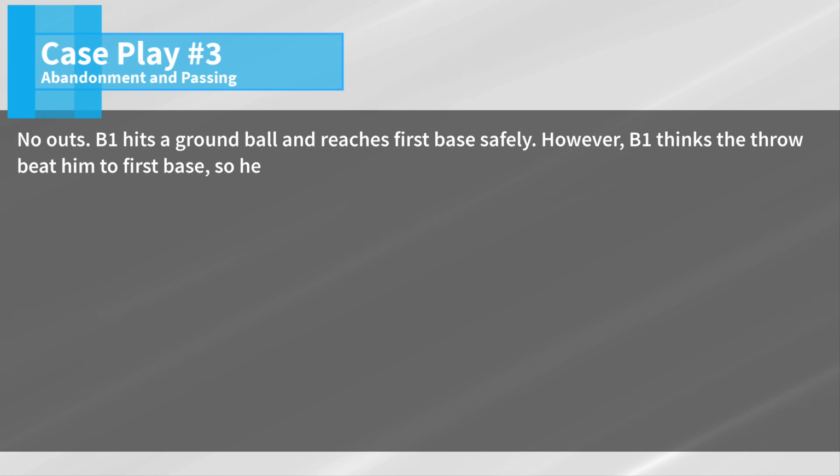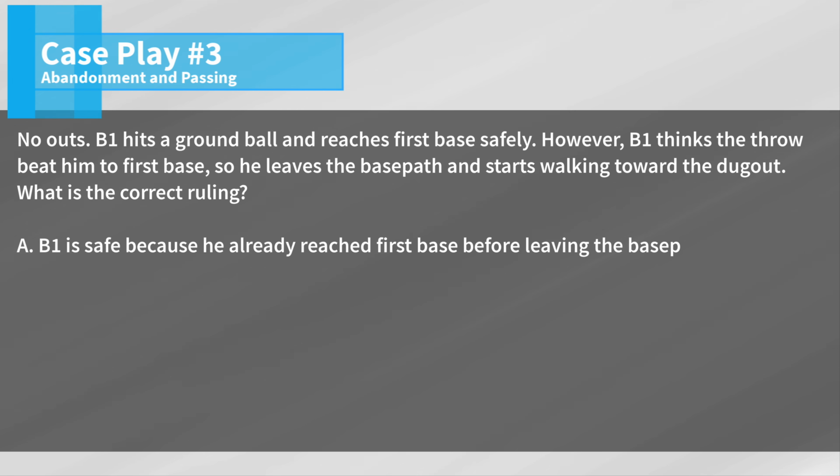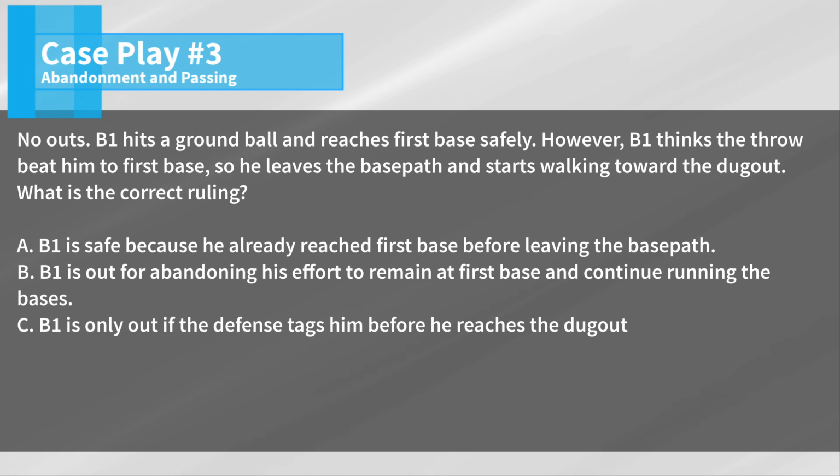Case play number 3, no outs. B1 hits a ground ball and reaches first base safely. However, B1 thinks the throw beat him to first base, so he leaves the base path and starts walking towards the dugout. What is the correct ruling? Is this A, B1 is safe because he already reached first base before leaving the base path? B, B1 is out for abandoning his effort to remain at first base and continue running the bases? C, B1 is only out if the defense tags him before he reaches the dugout.